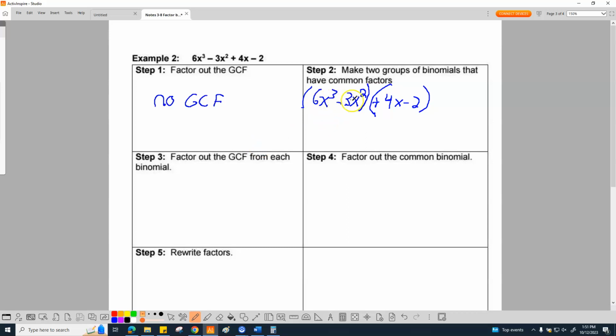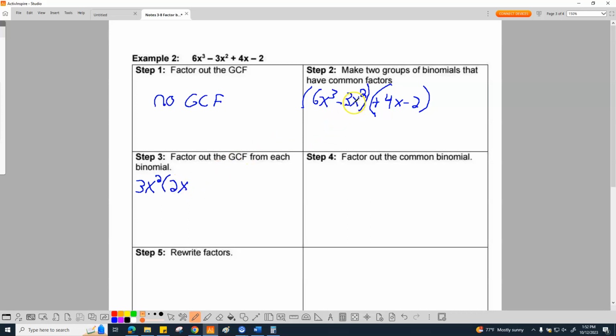On the 6x cubed minus 3x squared, I'm going to ask myself, do both terms have a letter? The answer is yes. I'll take out the smallest one, which is x squared. And then I see that they have a 3 in common for the numbers. So for the first one, I'm going to pull out a 3, and then I'm going to pull out an x squared. And then that leaves me with, let's see, 6 divided by 3 is 2. 3 up here minus the 2 is 1, so there's only 1x left.